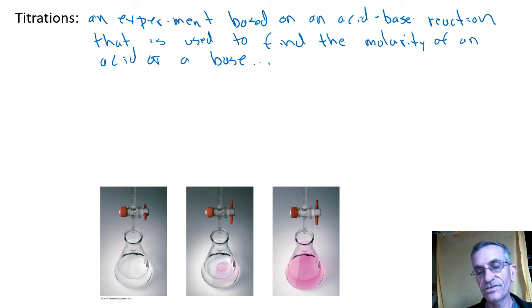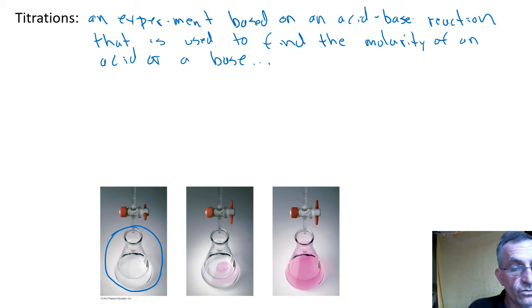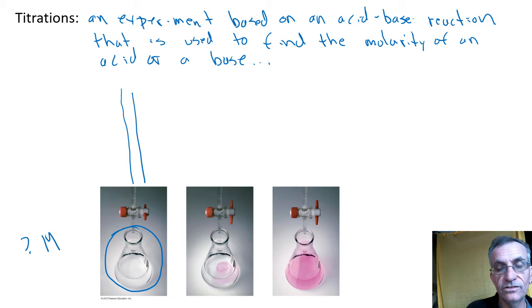All right, so first thing you would do is you would get out some container. Now, this container is like a flask, and in the flask, you're going to put something that typically you don't know the molarity of. So it could be an acid or a base. So we don't know the molarity of this thing. Now, what we're going to do is we're going to add into it a compound that we do know the molarity of.